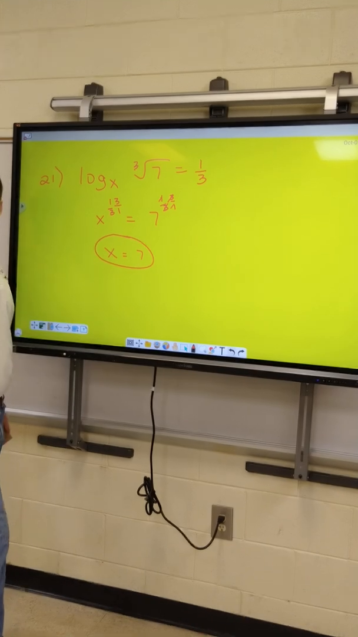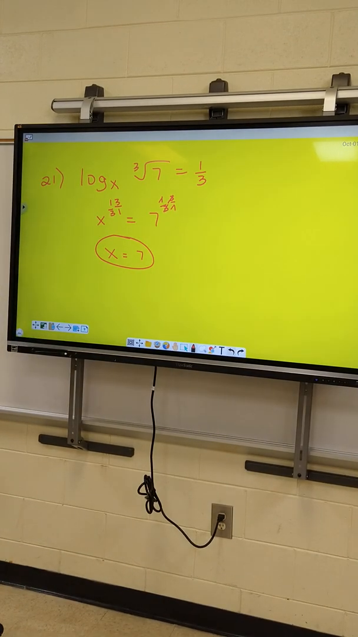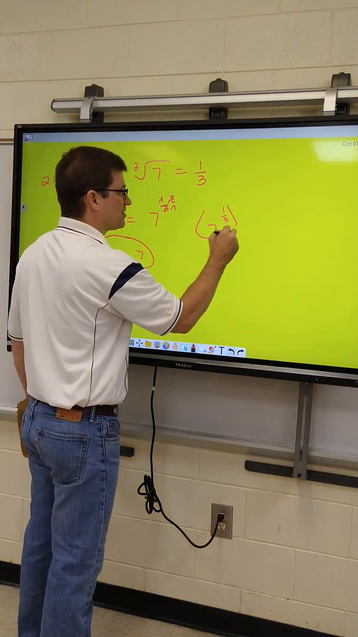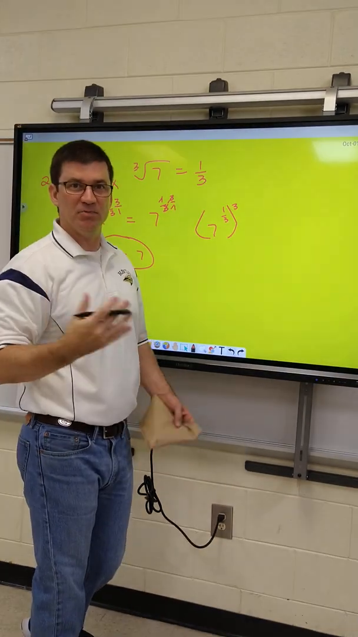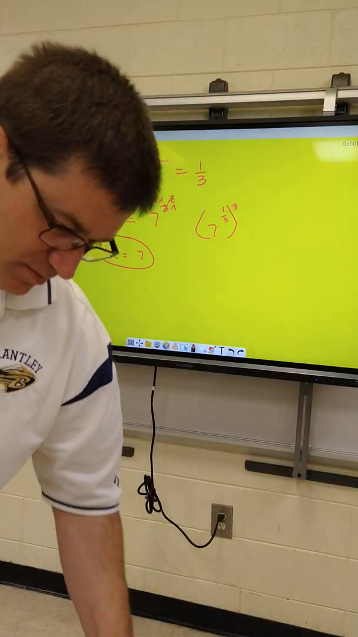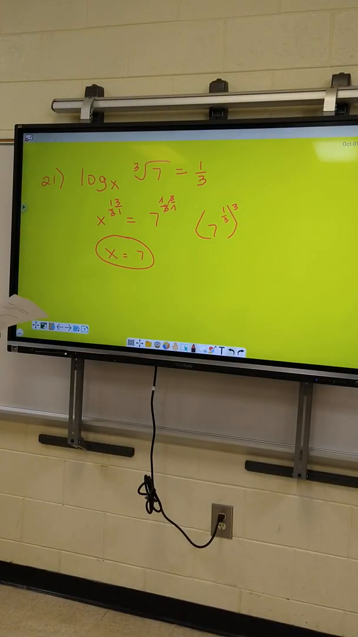But what if you had to type it in the calculator because they didn't cancel out? You would do 7 to the 1/3 in parentheses with a 3 outside beside it. That's how you would do it. All right, a couple more. Let's do, y'all see any more square roots? That was 21. Go to the other side, 27.